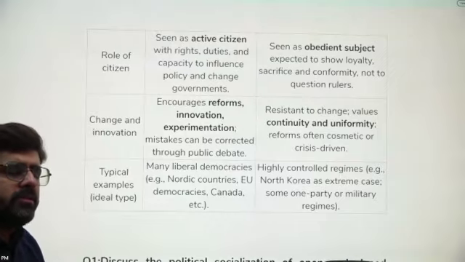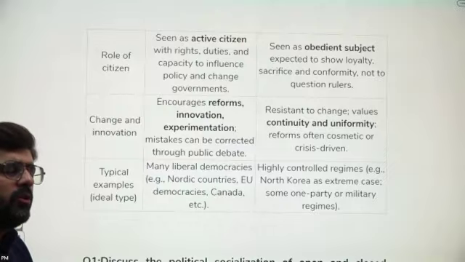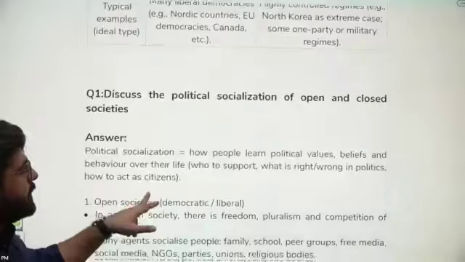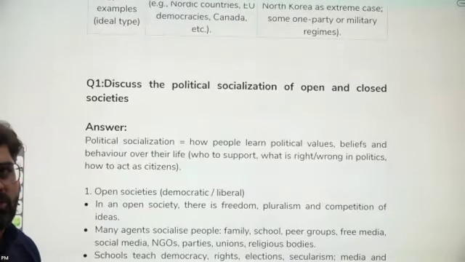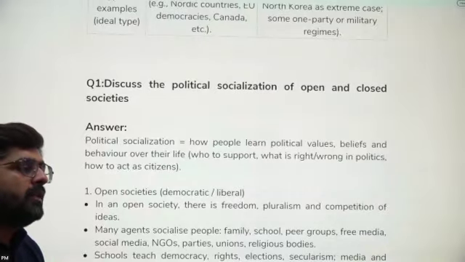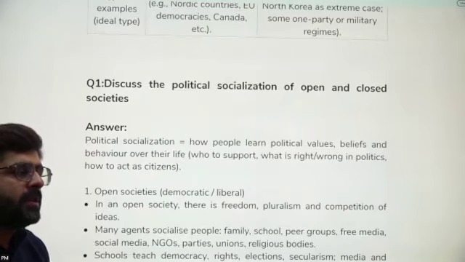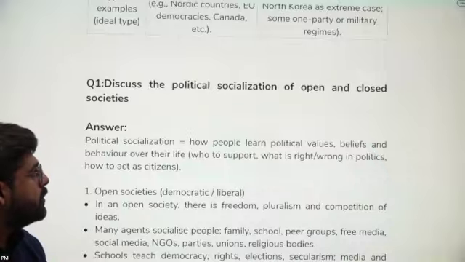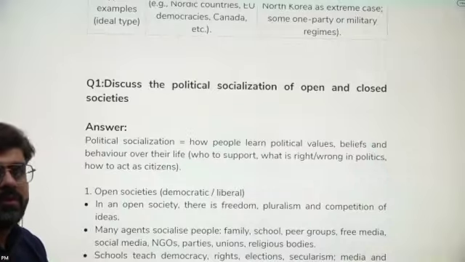Now we know what political socialization is, we know the agents, we know what open and closed society is. Now the question comes: discuss the political socialization of open and closed societies. Meaning, why people in open societies are the way they are, and why people in closed societies are the way they are. People in open societies will value freedom. People in closed societies will value obedience or discipline more. So this you have to discuss.